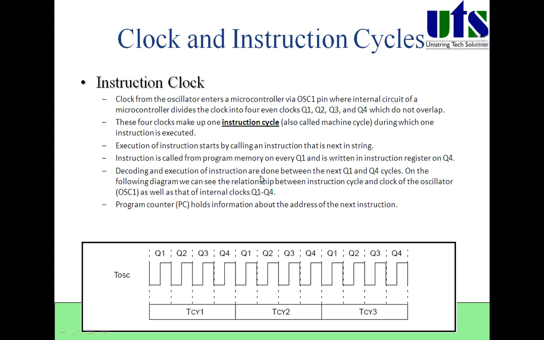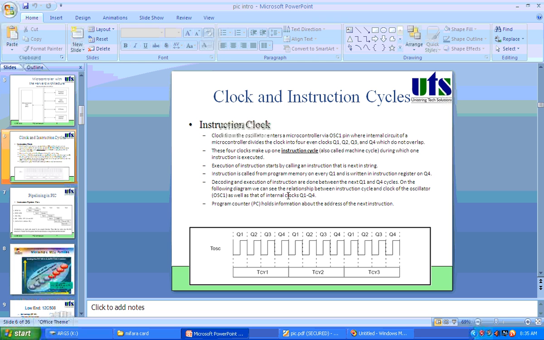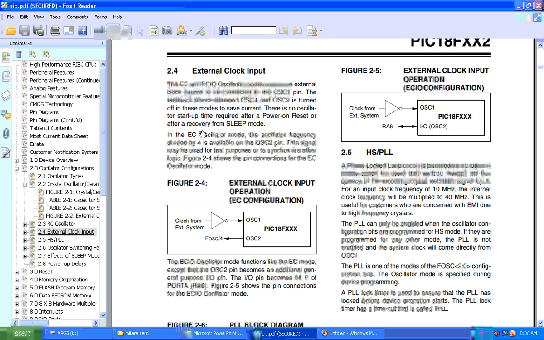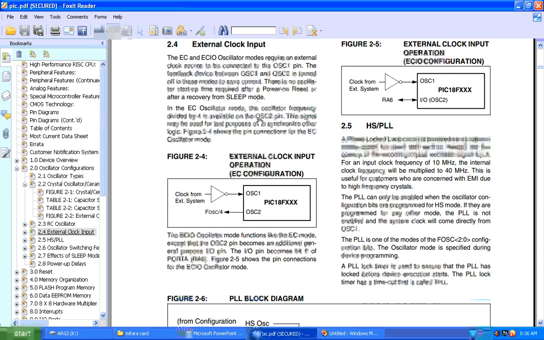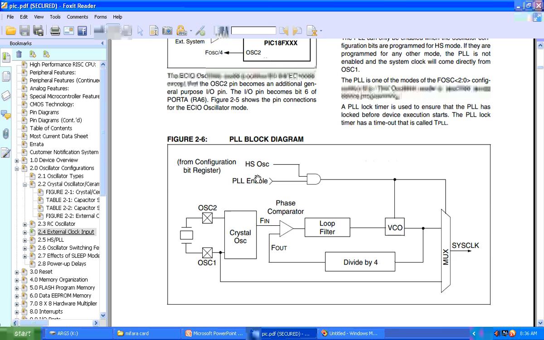Decoding and execution of instructions are done between the Q1 and Q4 cycle. On the following diagram we can see that the program counter holds information about the address of the next instruction. Now you can see the data sheet we are providing, like the PIC PDF. In this one we can preview how the external clock input will work.